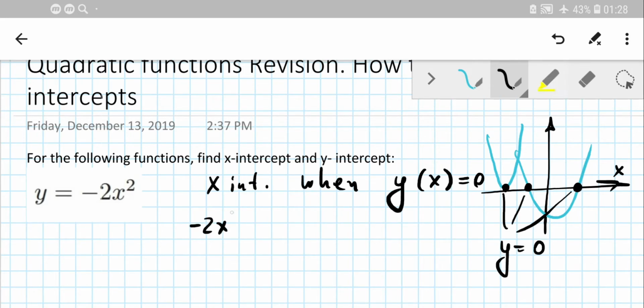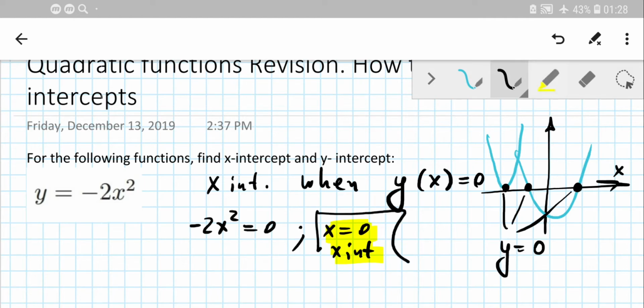Negative 2x squared equals 0, where x equals 0. All right, so that's the x-intercept. So what about y? What about y? That was the x-intercept. So what can you say about y?